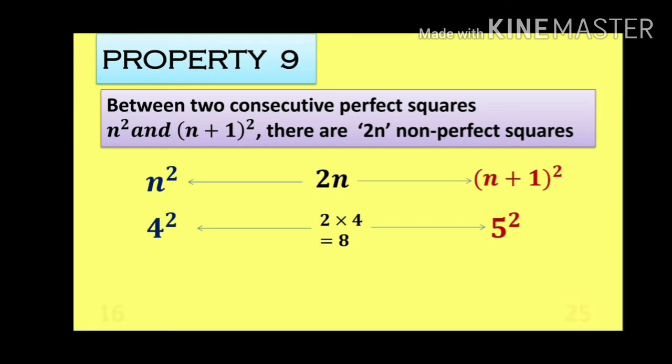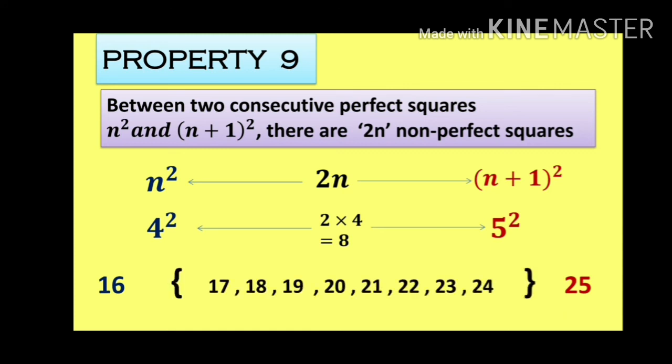Let's see. So 4 square is 16 and 5 square is 25. In between them, we will find these numbers 17, 18, 19, 20, 21, 22, 23, 24. And we see that none of them are square numbers and the count is 8. So there are 8 non-square numbers. In between these two consecutive square numbers, we have 8 non-perfect squares.